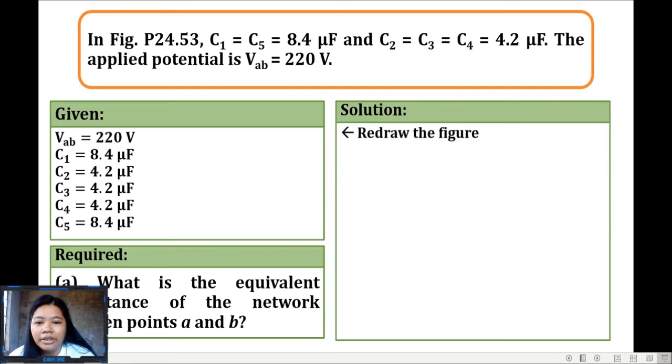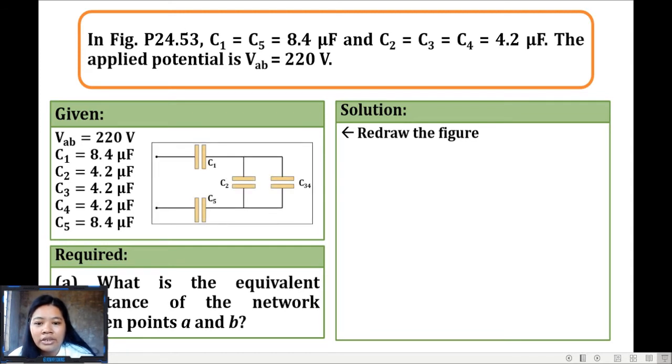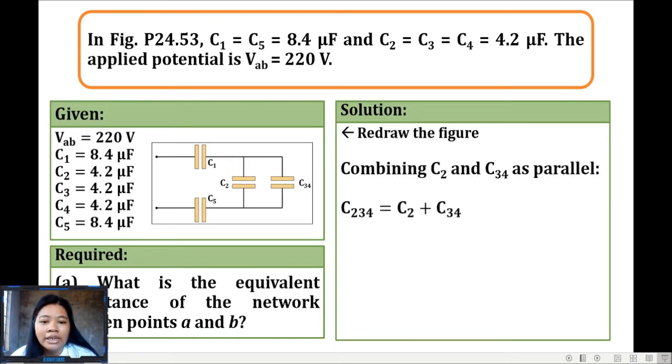Next, we redraw the figure just for our reference and guidance. So as you can see, C sub 2 and C sub 3, 4 are parallel. So we combine them as parallel. So we have C sub 2 plus C sub 3, 4. So this is 4.2 plus 2.1. This gives us 6.3 microfarad for C sub 2, 3, 4.